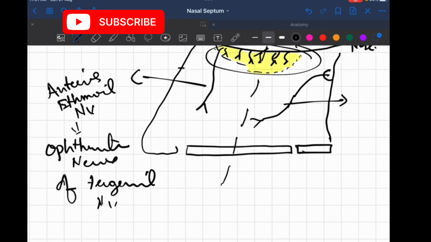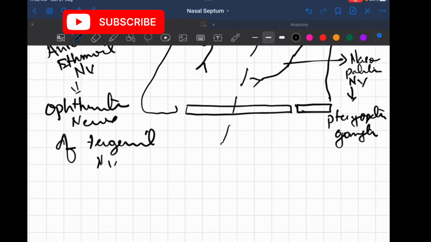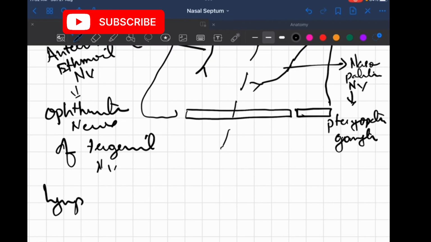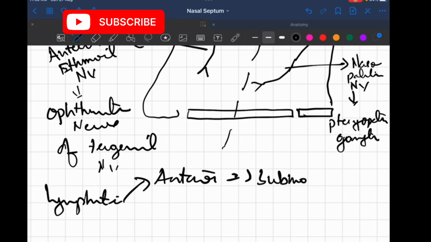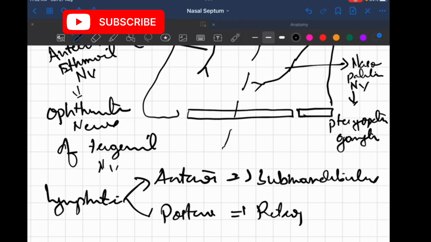This is the nasopalatine nerve, which comes from the pterygopalatine ganglion. Last, lymphatic drainage: anteriorly by the submandibular, posteriorly by the retropharyngeal lymph nodes.